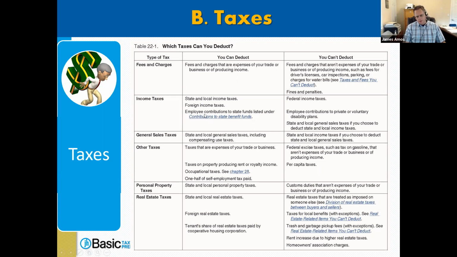I'm trying to think of the one in California. I'm trying to think of what that is called. SDI, the state disability insurance. You would be able to deduct that as a tax also. So here's the thing: state and local income taxes, foreign income taxes, and employee contributions to state funds. The big ones I really want you to focus on are state and local income taxes and foreign income taxes. You can deduct those on your tax return, and you do that on Schedule A.